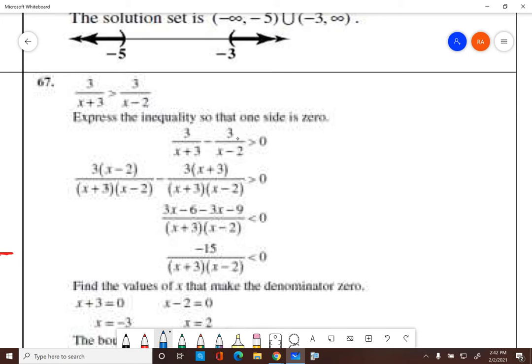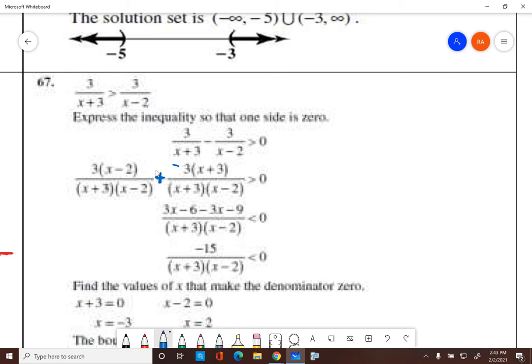And again, I don't like this minus sitting here, so I'm going to write that as plus. I don't like that sitting out there. I usually lose track of it. So now I have a common denominator. So I'm going to distribute this, 3x minus 6. I'm going to distribute this, minus 3x minus 9. And if you notice, the 3x's cancel out, leaving you with minus 15 over this.